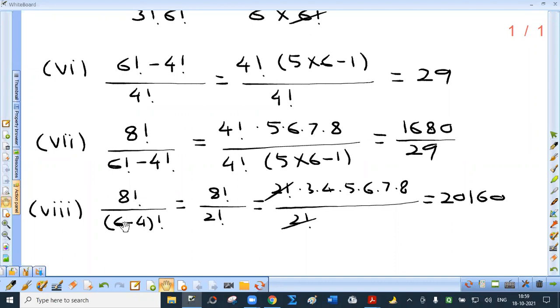8 factorial upon 6 minus 4 factorial. 6 minus 4 is 2. Now 2 factorial gets cancelled. 3 into 4 into 5 into 6 into 7 into 8. 20,160.